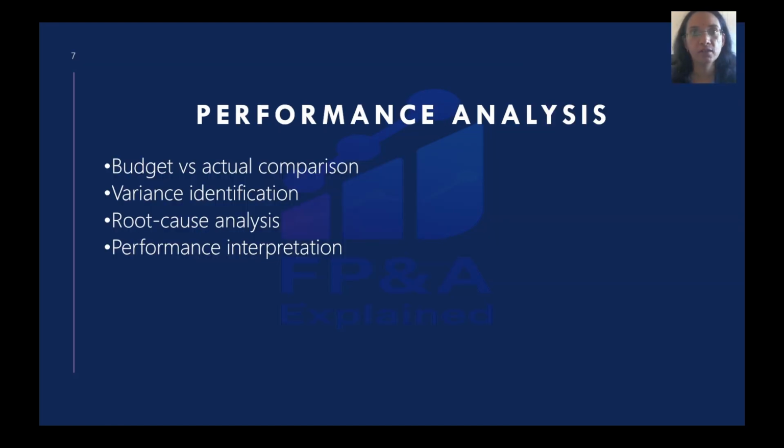Performance analysis is one of the key responsibilities of FP&A. It focuses on understanding how actual results compare to expectations. FP&A analyzes variances between budget, forecast, and actual performance. More importantly, it identifies the root causes behind those variances. The objective is not to explain what happened, but why it has happened.